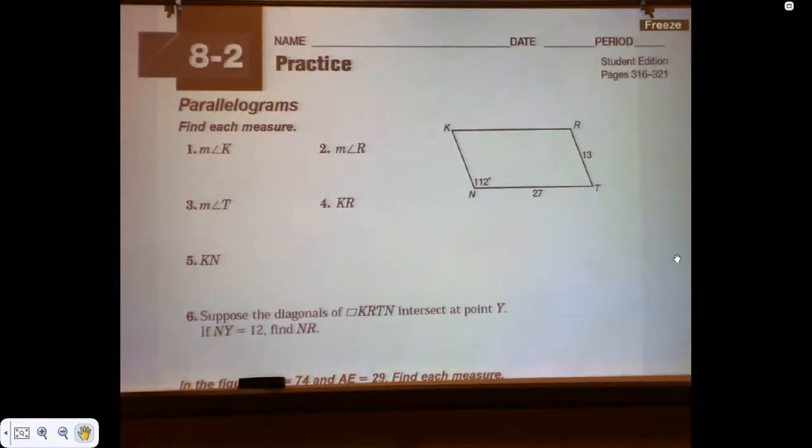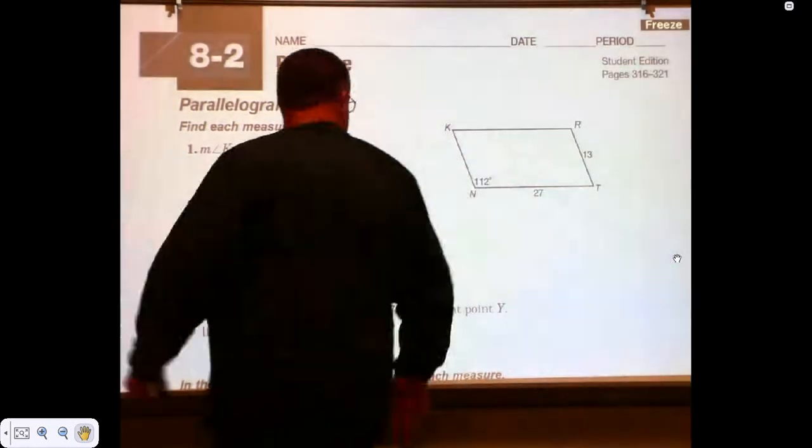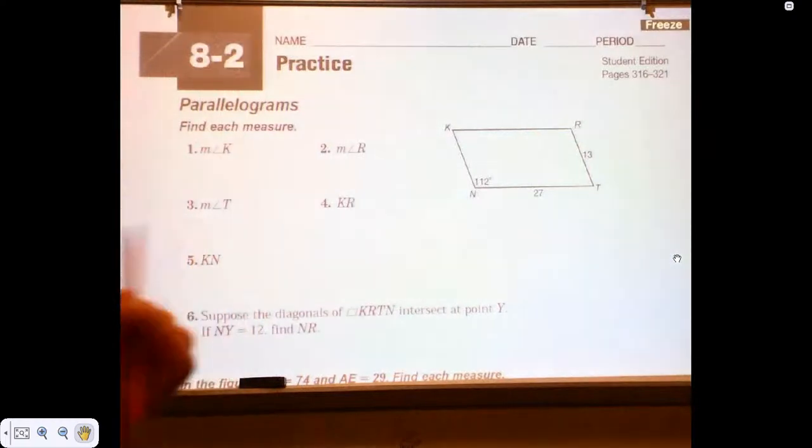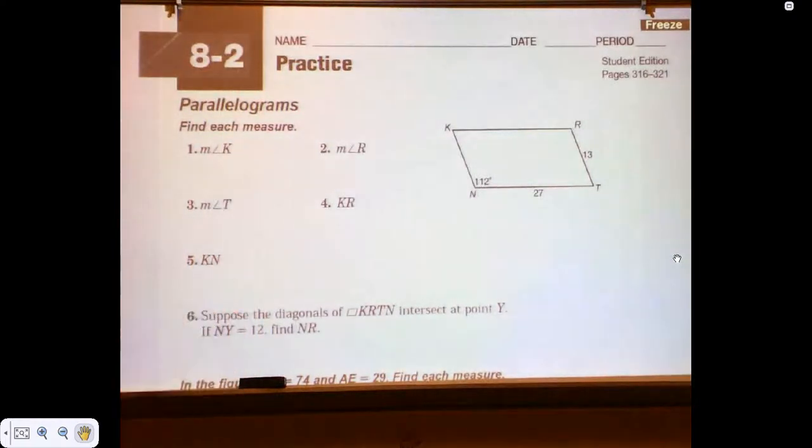Okay, now, let's look at these problems. First of all, what do they say? Find each measure. Okay, all right, what did they tell you? Well, they said parallelograms. First thing, I do have a problem with this. They should have said, find, this is a parallelogram. But they are trying to say that when they say parallelograms up there, I guess. So we're going to assume this is a parallelogram.